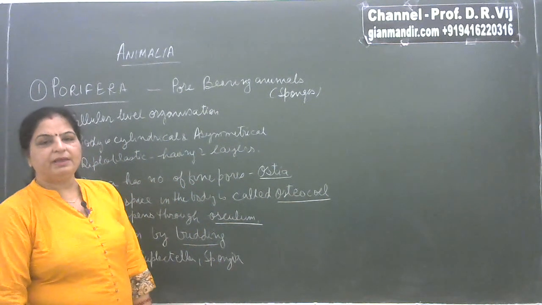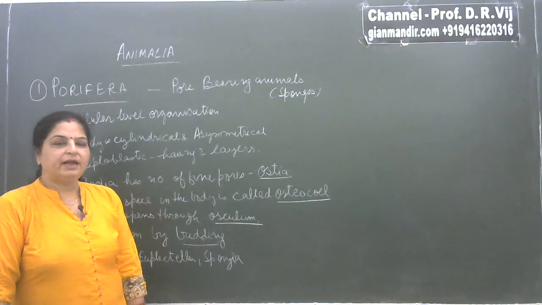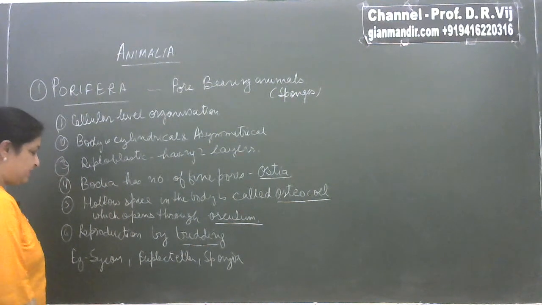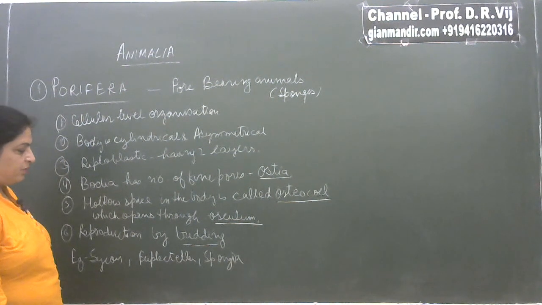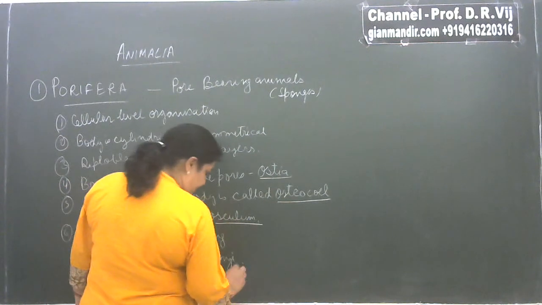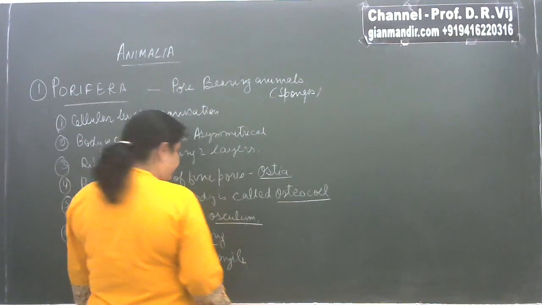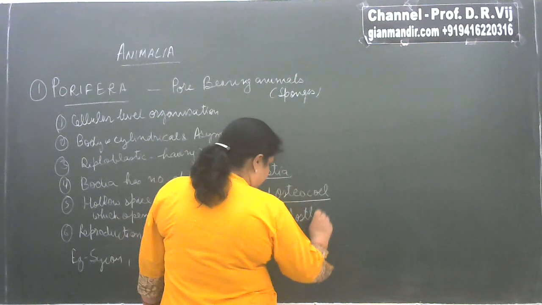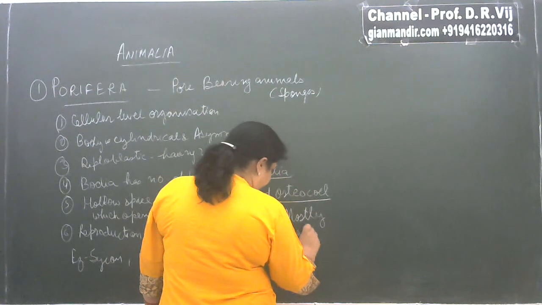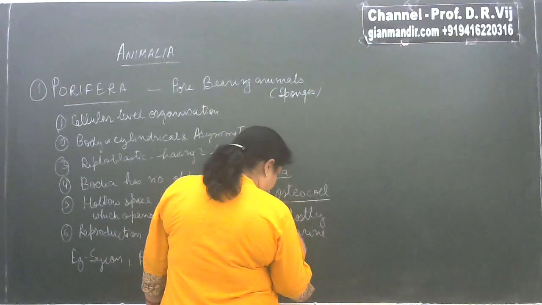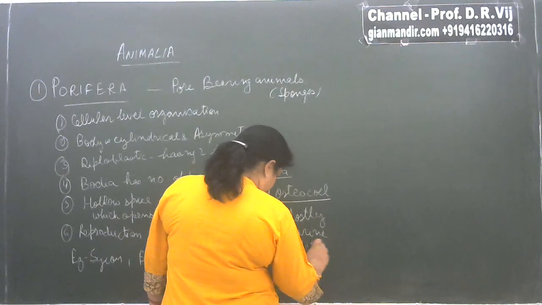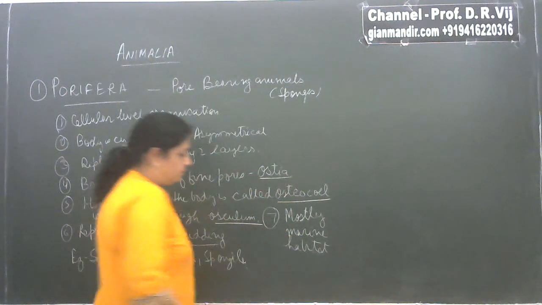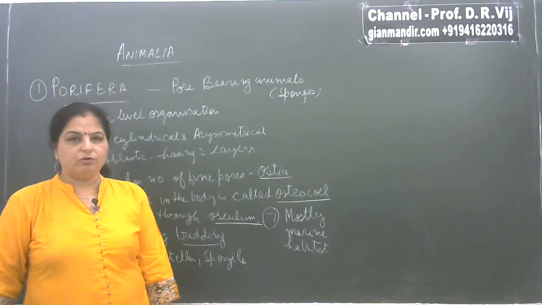If you look at the examples, as I have already said, these are basically commonly known as sponges. So all the sponges like Scypha, Euplectella, Spongilla, etc., all come under this category. And one more feature is that they have mostly a marine habitat. Marine habitat means they inhabit sea water. Mostly marine habitat except one or two.